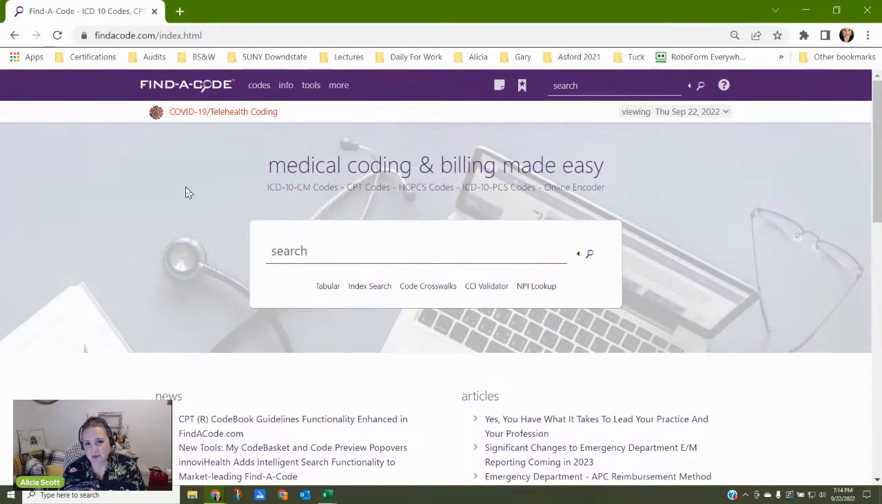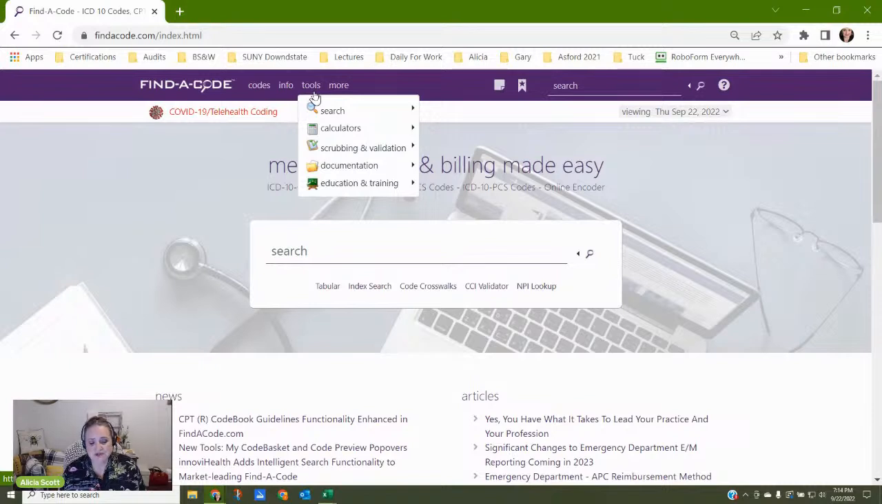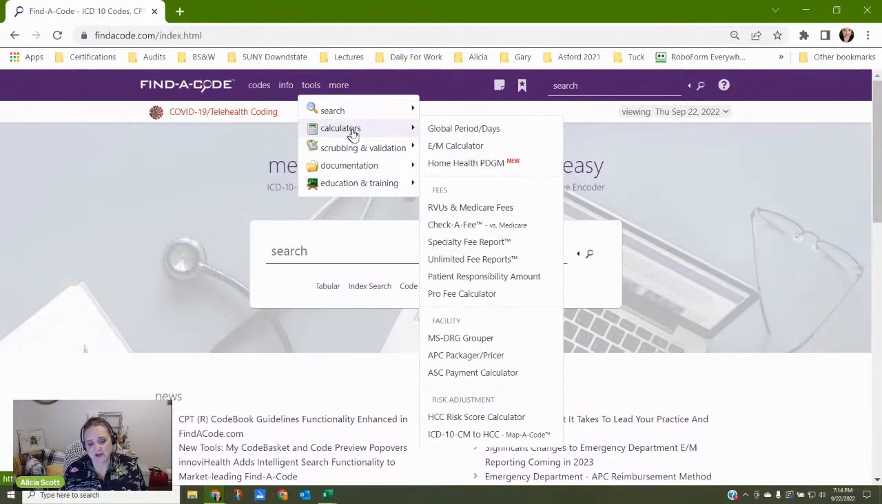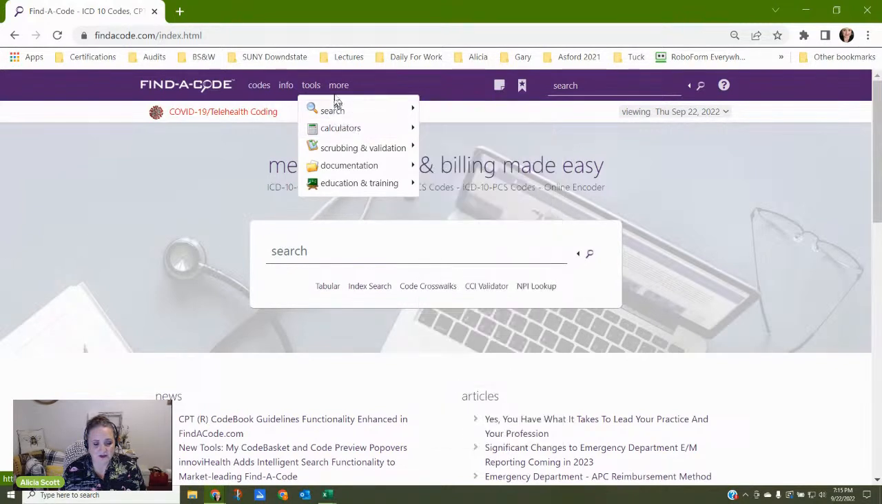I don't have to go in and reference another device, or go look at another book or guide. It's all right there at my fingertips. There's tools. The best calculator, I use the HCC risk score calculator a lot. There's an E&M calculator. There's even information on home health now that you can get in here.